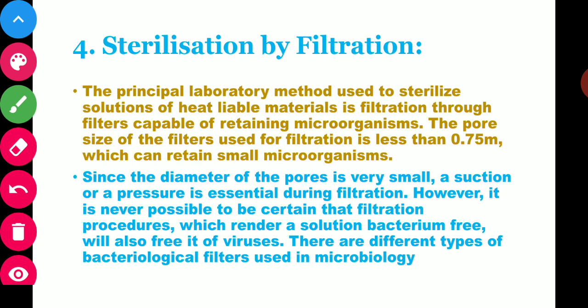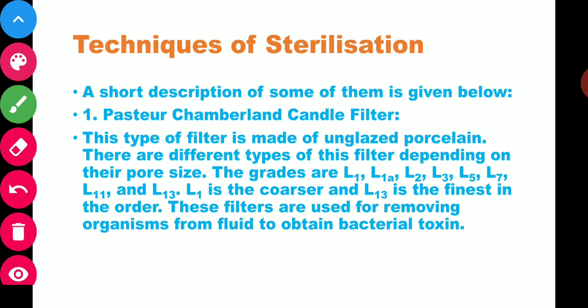There are different types of bacteriological filters used in microbiology and in plant tissue culture. A short description of some filters we can have here. The Pasteur Chamberland candle filter. This type of filter is made of unglazed porcelain. There are different types of filter depending on the pore size. The grades are L1, L1A, 2, 3, 5, 7, 11, 13. L1 is the coarsest and L13 is the finest in the order. These filters are used for removing organisms from fluid to obtain bacterial toxins.